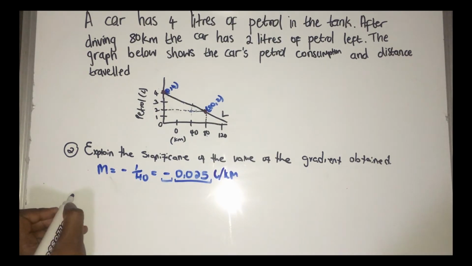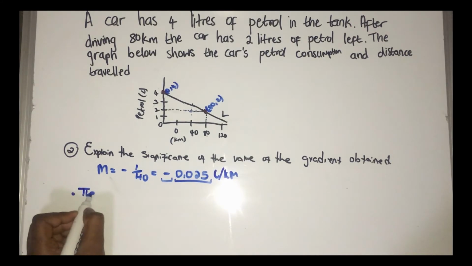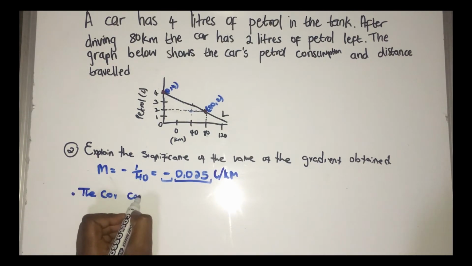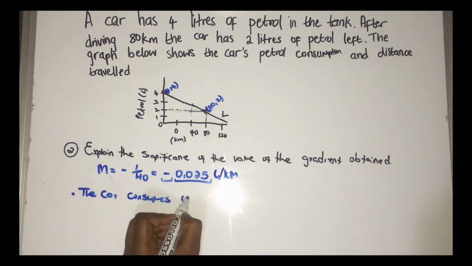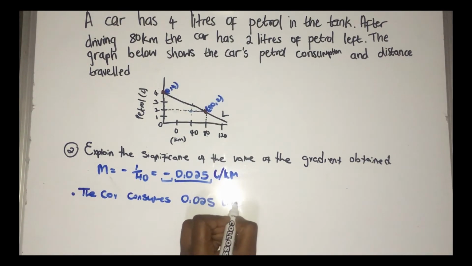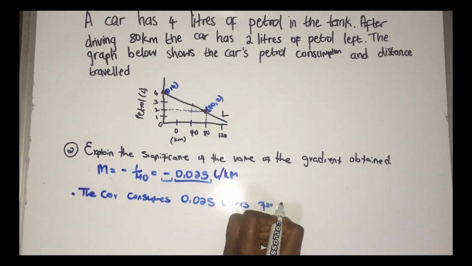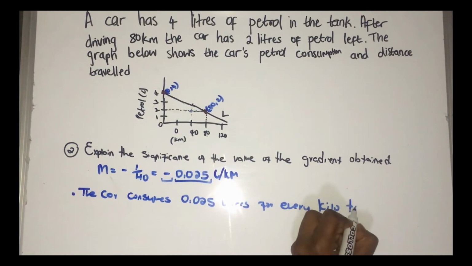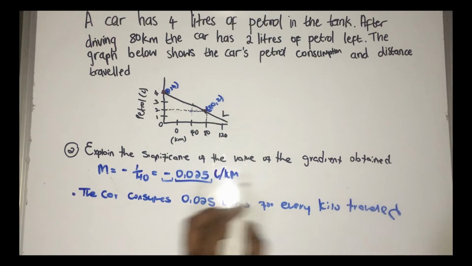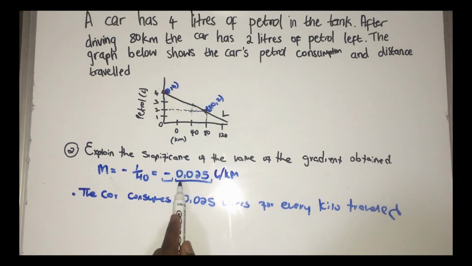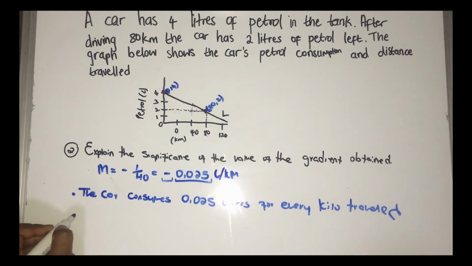The magnitude tells us that the car consumes 0.025 liters for every kilometer traveled. That's what we're getting from this. Obviously the gradient says that we have 0.025 liters per kilometer. That's what it means.